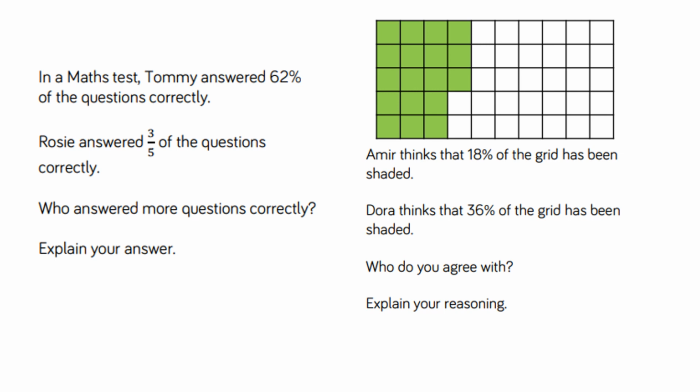In a maths test, Tommy answered 62% of the questions correctly. Rosie answered 3/5 of the questions correctly. Who answered more questions correctly? So for that, you're going to have to convert them so that they are both percentages, and explain your answer. Then on question 2, Amir thinks that 18% of the grid has been shaded. Dora thinks that 36% of the grid has been shaded. Who do you agree with? Explain your reasoning. So pause it, have a go, and then press play.